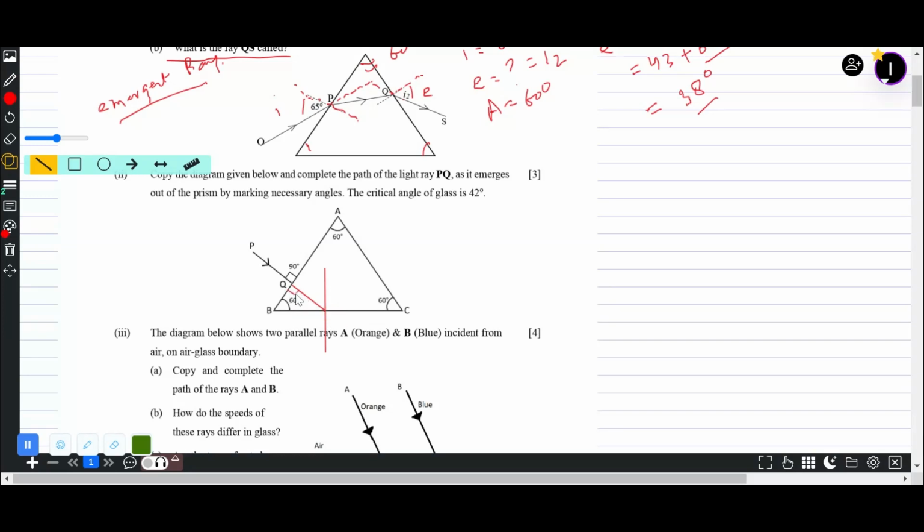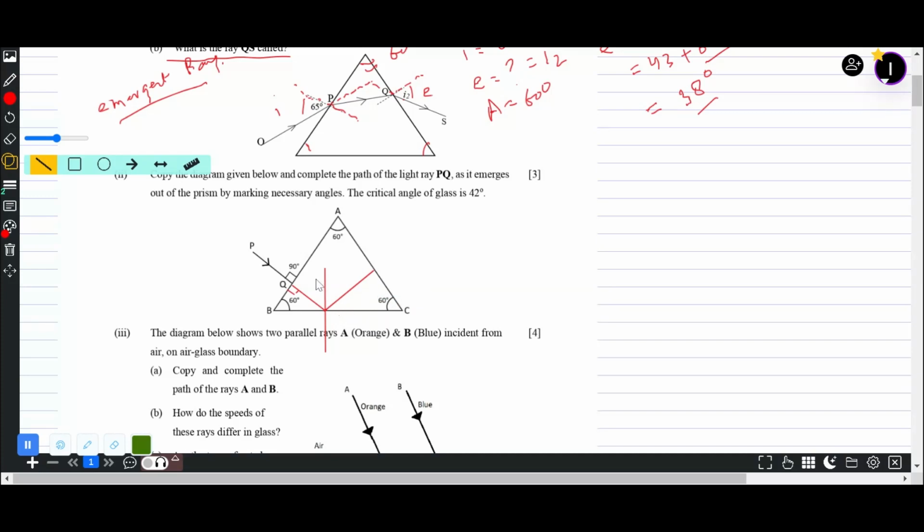This is 90, 60, 90, 150. So this is 30, and this is 60. So this will do complete reflection because this is more than the critical angle. Though this will go at 60 degrees on the other surface.